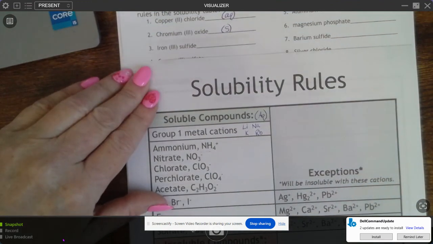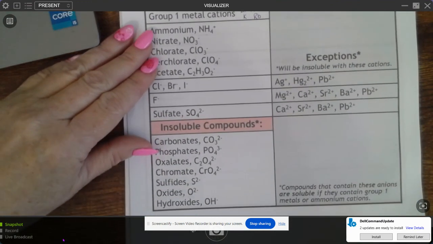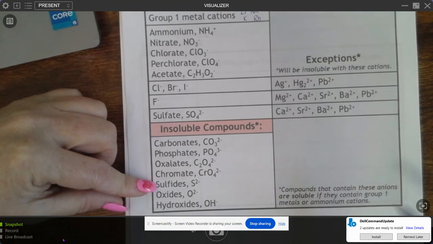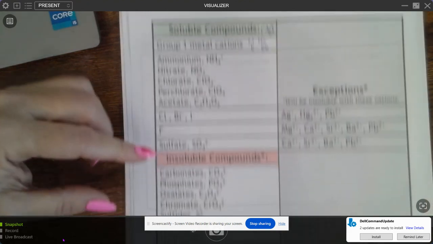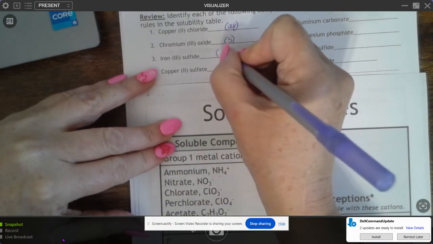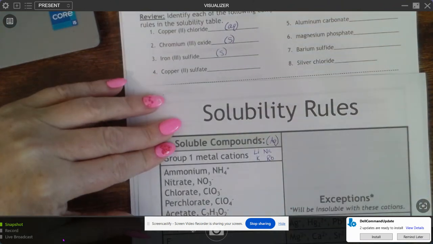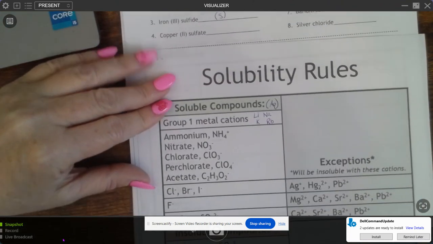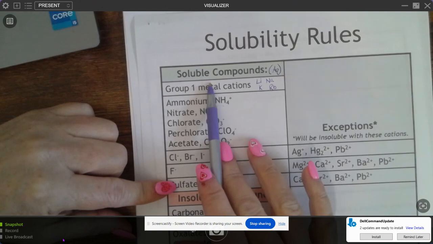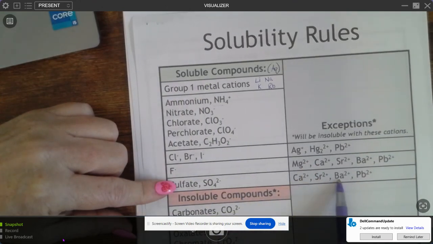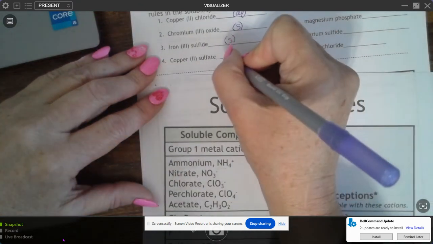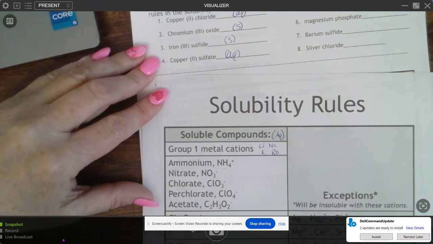Iron 3 sulfide. If I look at my solubility table, sulfides are always insoluble, except, of course, those few exceptions, and iron is not one of those exceptions. So iron 3 sulfide would be a solid, insoluble. Copper 2 sulfate. Sulfates are always soluble except copper, strontium, barium, and lead. So that means copper sulfate is going to be soluble, and we would designate it AQ.